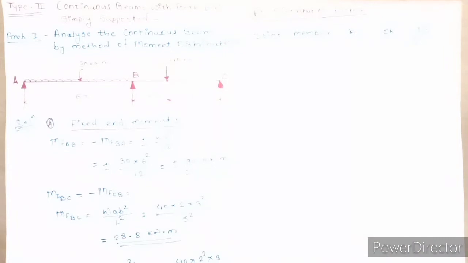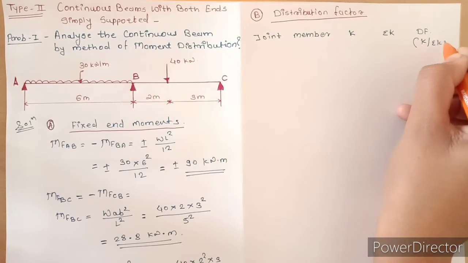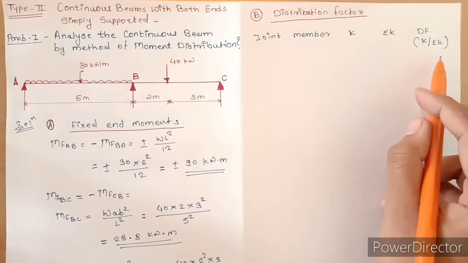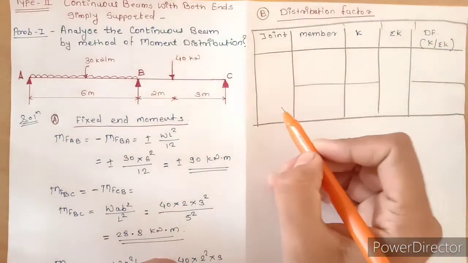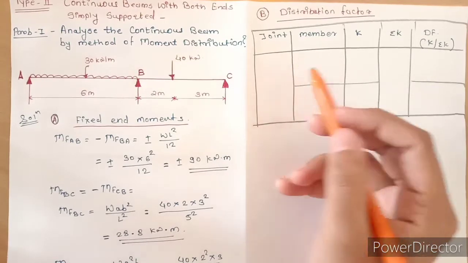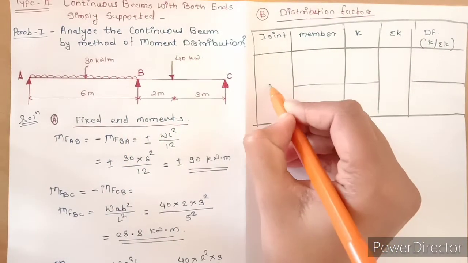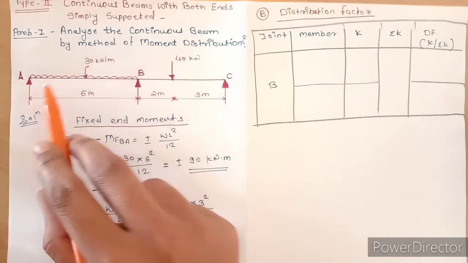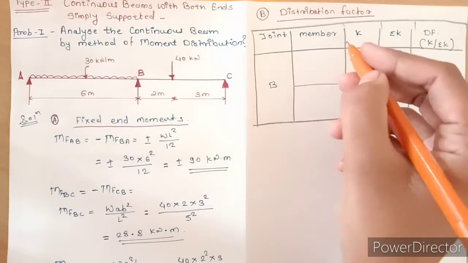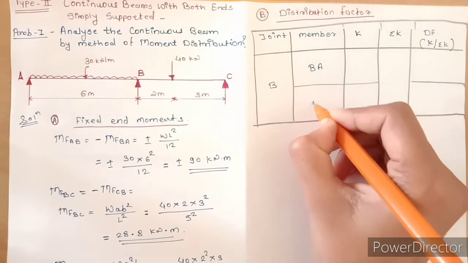The formula for finding the distribution factor is K divided by summation of K, that is relative stiffness divided by total stiffness. For this, we take the intermediate joint. You can see in this figure the intermediate joint is B, and at joint B two members act, the BA member and the BC member. So in the member column, the first member is BA and the second member is BC.